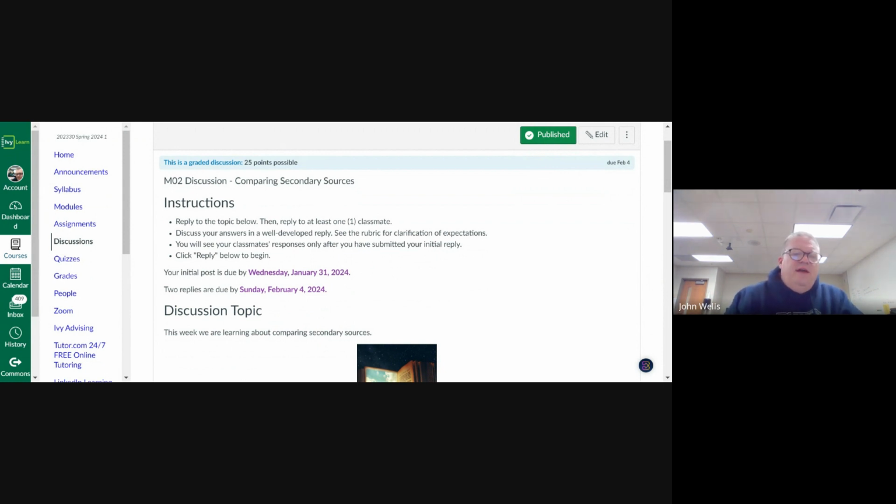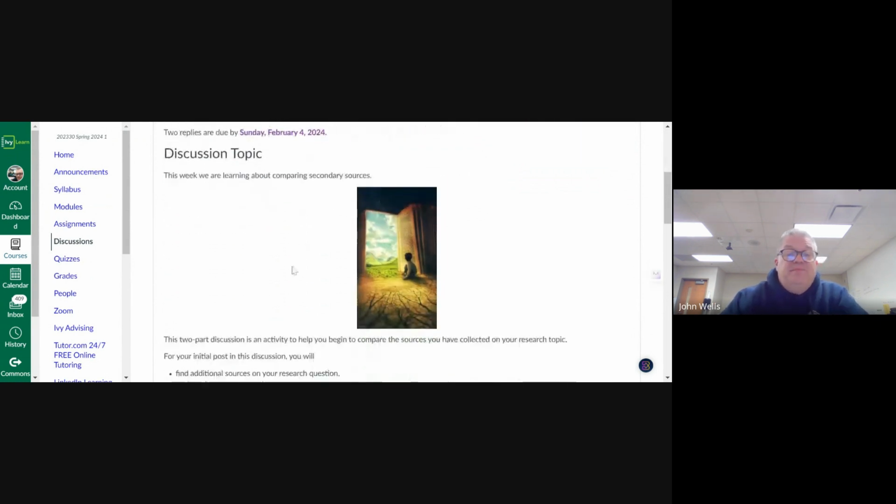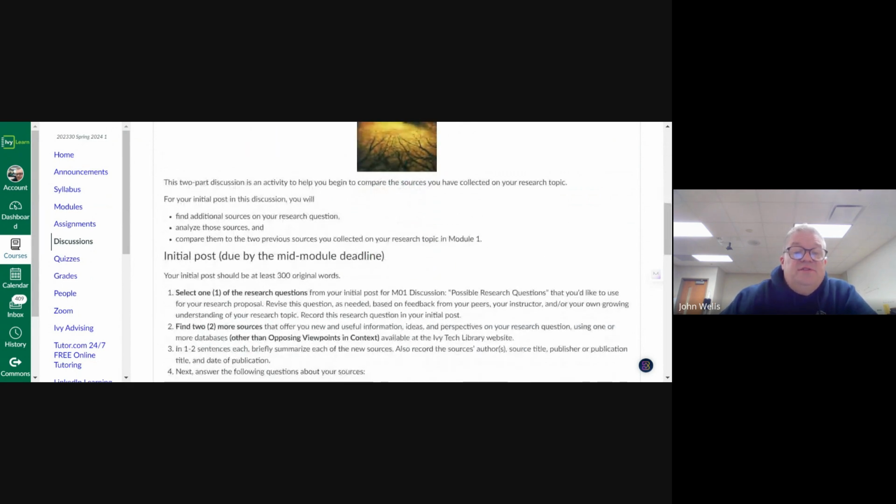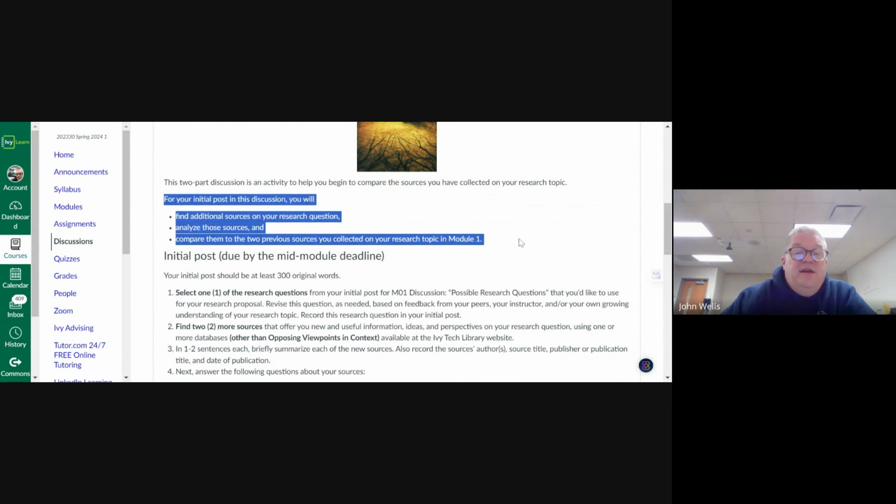So it is always important to build in that time and space. So get your initial post up by Wednesday, and then you can do your replies by Sunday night. This topic, we're looking at comparing these secondary sources, okay? And so what we want to do is, in your initial post, you are going to find sources on your research question, analyze them, and compare them to the previous sources that you've had.